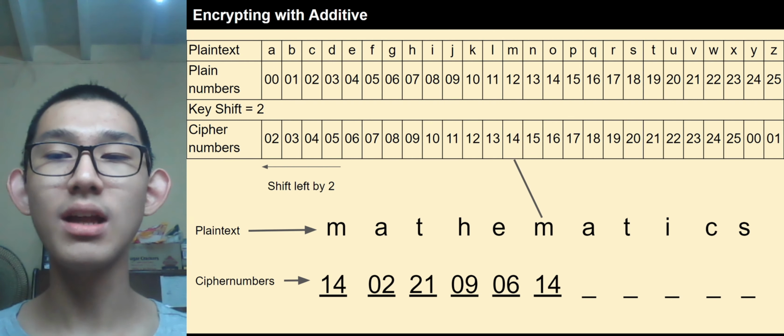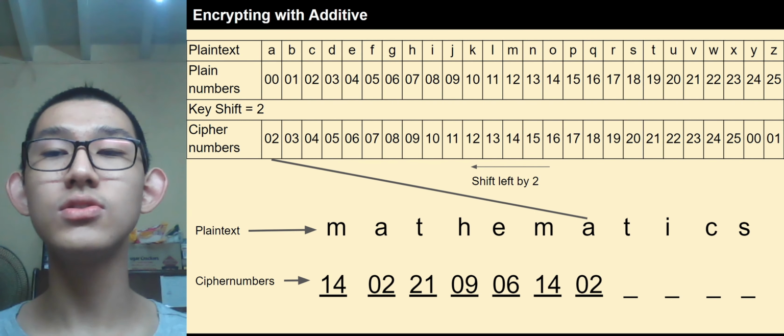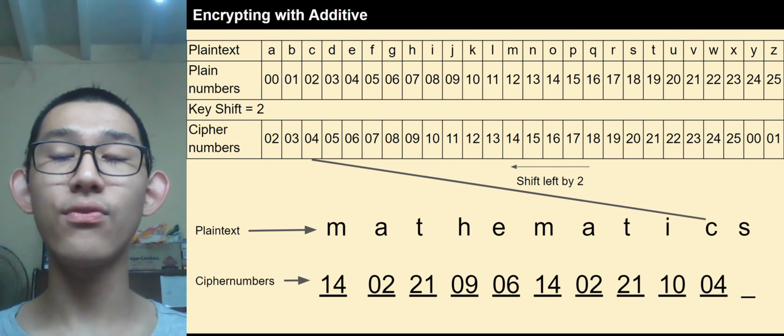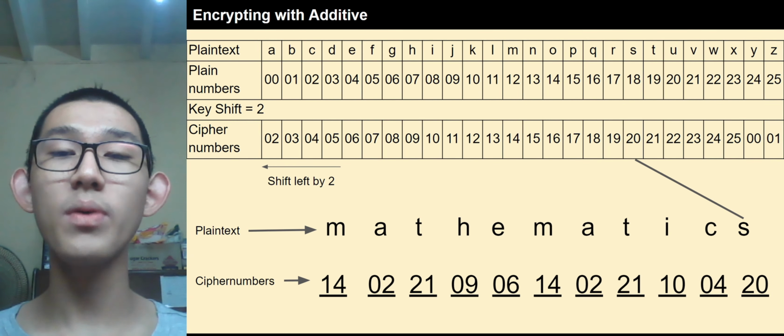Plaintext M equals cipher number 14. Plaintext A equals cipher number 2. Plaintext T equals cipher number 21. Plaintext I equals cipher number 10. Plaintext C equals cipher number 4. And plaintext S equals cipher number 20.